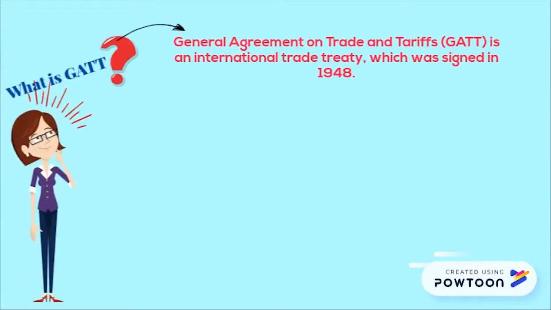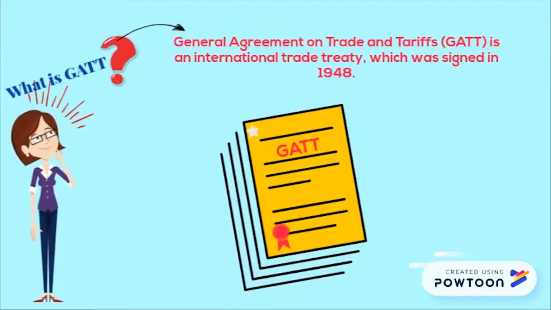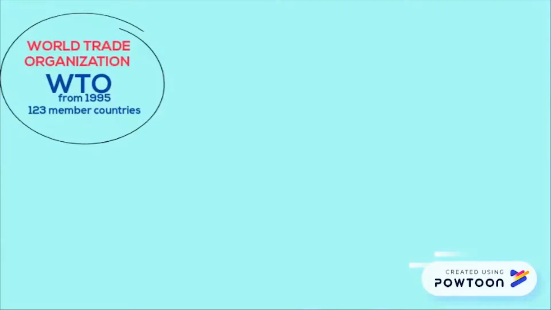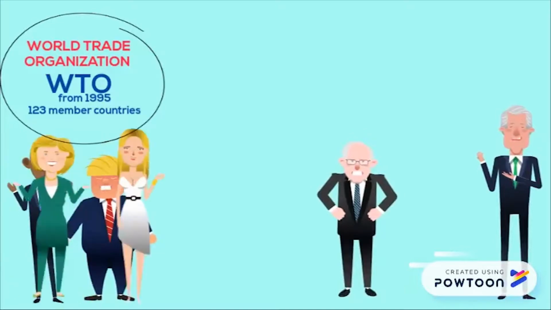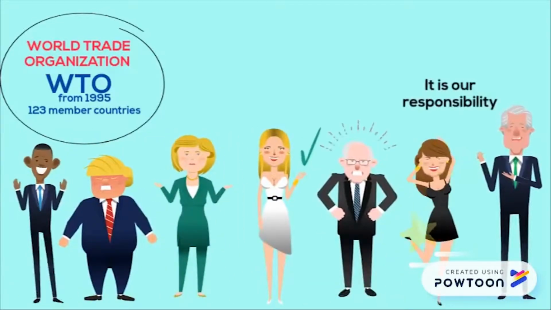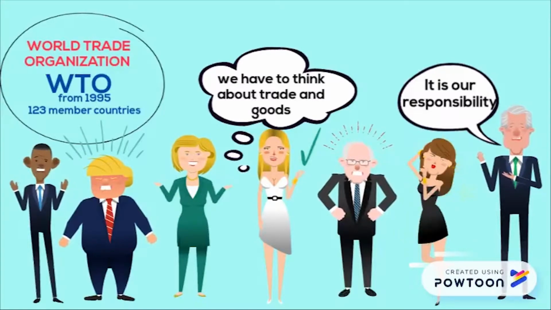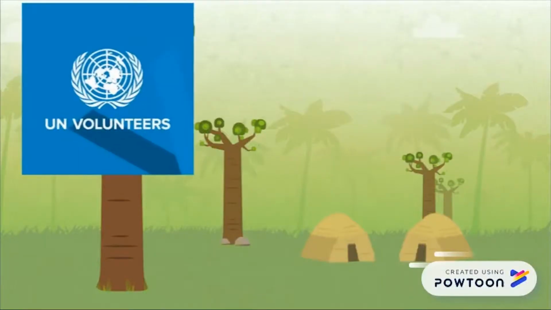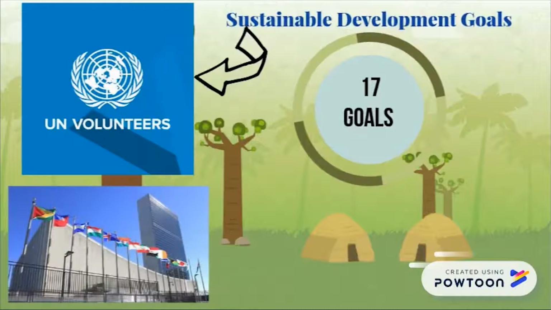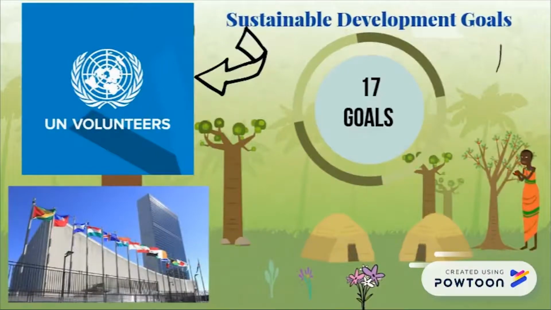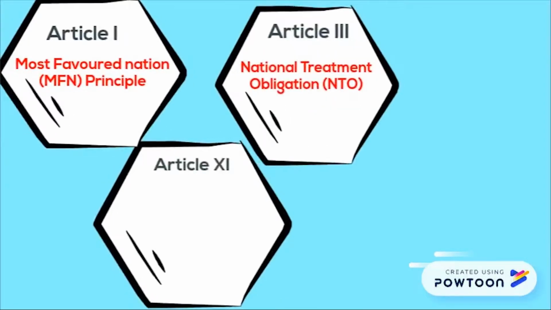GATT means General Agreement on Trade and Tariffs, an international trade treaty which was signed in 1948. And WTO, the World Trade Organization, is the successor of GATT, created in 1995 with 123 member countries. We all are aware of the 17 Sustainable Development Goals set by the UN. And you know what? This is the continuation of the Millennium Development Goals. Now I'm going to explain very briefly about GATT articles.